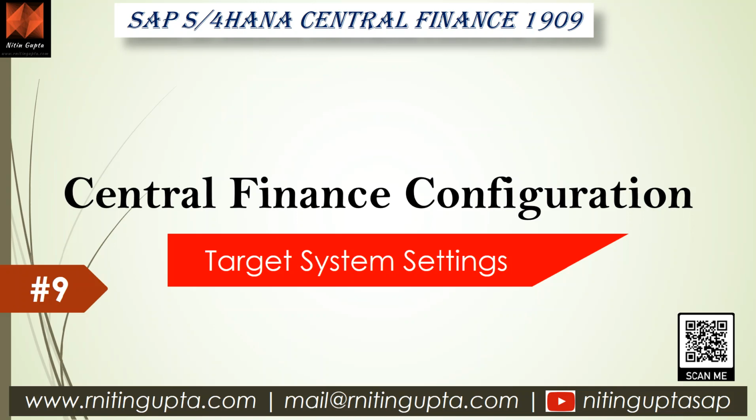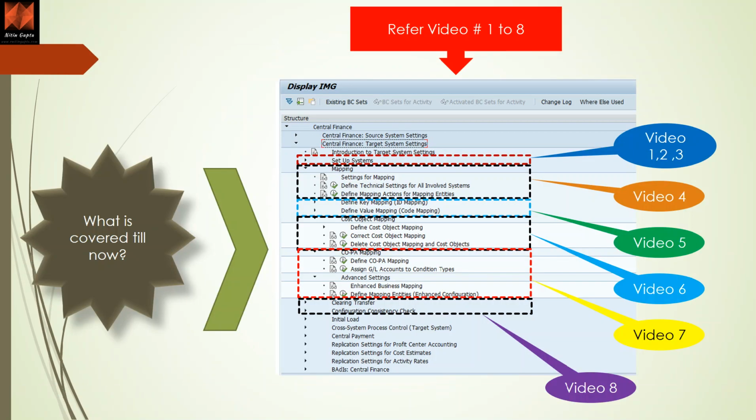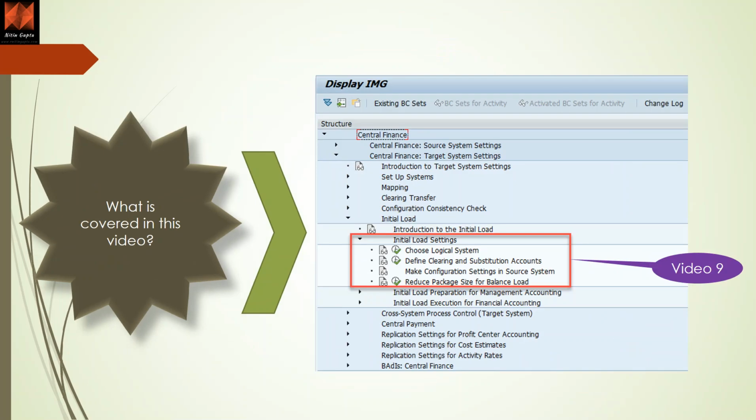This is video number 9 for our CFIN configuration. It is in continuation with other videos. So I will just give you a fair overview of where we are till now, what all things we have covered. We have covered system setup, mapping, cost object mapping, and enhanced mapping entities. In the last video, we talked about clearing, transfer and consistency check. So in this particular video, we will be talking about initial load settings, focusing on initial load.